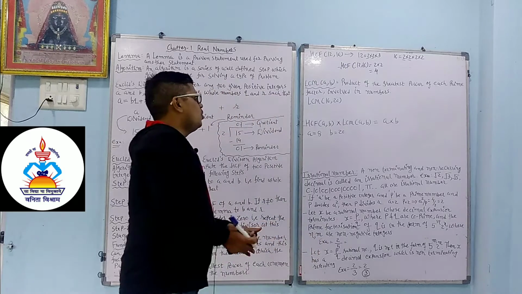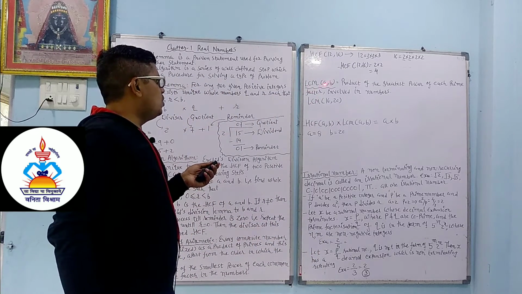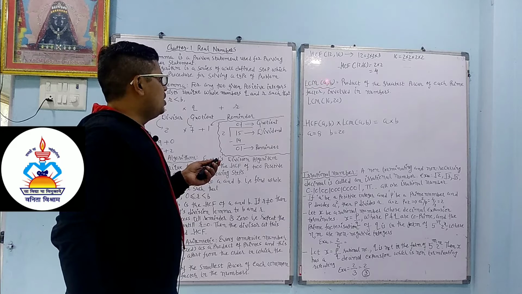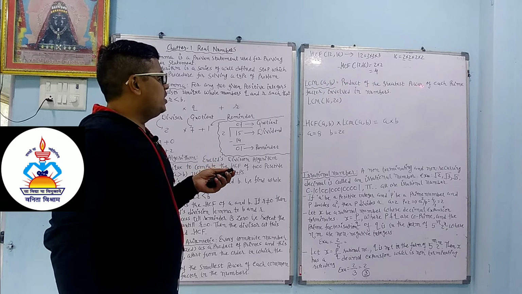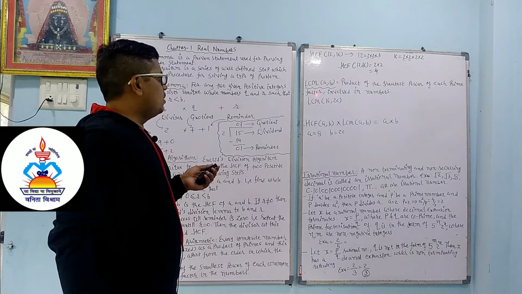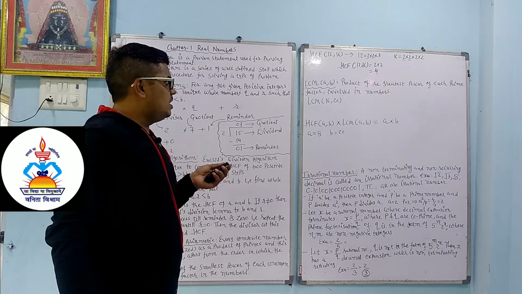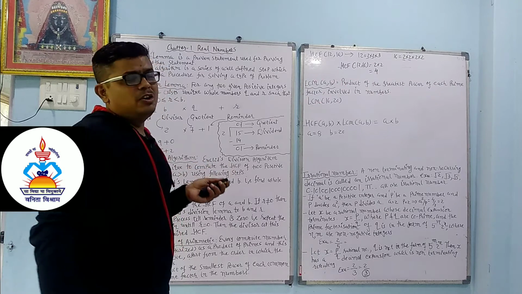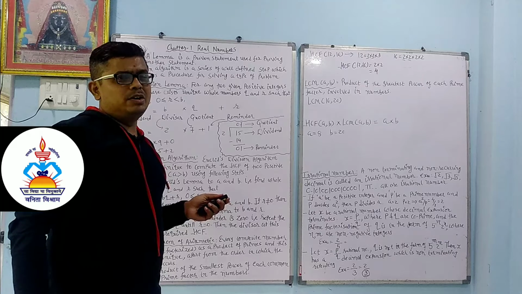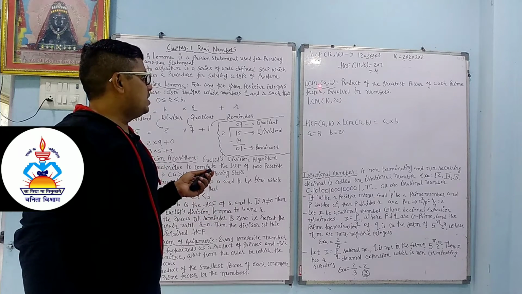In the same way we are going to find the LCM. LCM, the least common multiple of a comma b, is the product of the greatest power of each prime factor involved in the numbers. So see here, the greatest power of each prime factor. We have to include all the common numbers as well as the non-common numbers in the LCM.